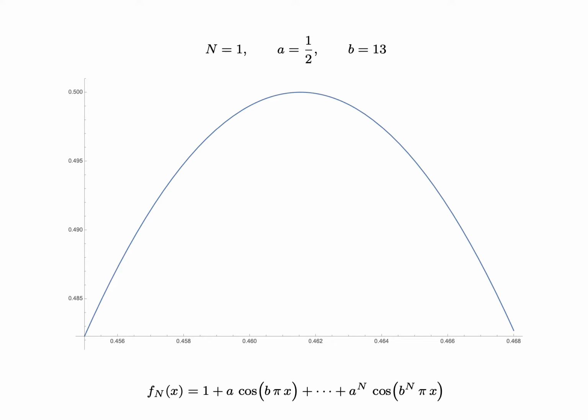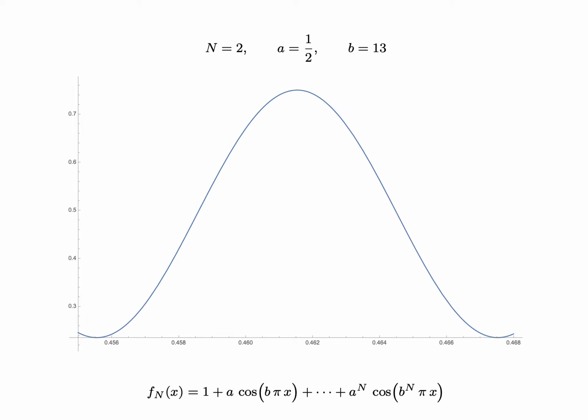Then it satisfies the three conditions that we had on the previous slide. Here, let's zoom in to our function to see the plot as x is between roughly 0.455 and 0.468. You can see that this plot really does look like the plot of a cosine function.